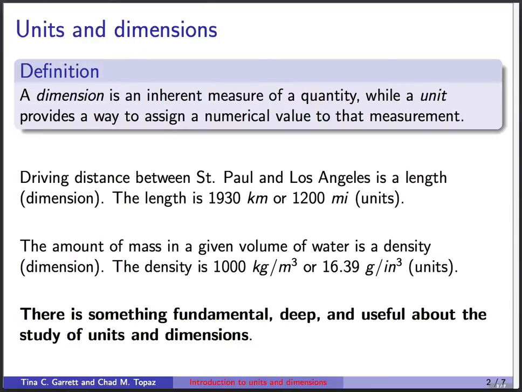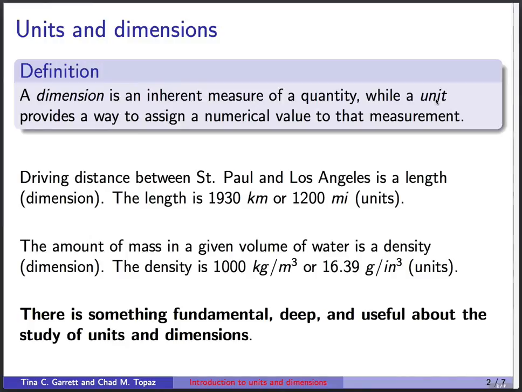Let's start out with a definition just so you get the basic idea of what is a dimension versus what is a unit. A dimension, you can think of it as an inherent property or an inherent measure of a quantity, and a unit is a way to assign a numerical value to that measurement. Okay, so I'll say it again. Dimension is the inherent measure. Unit is a way to assign a number.